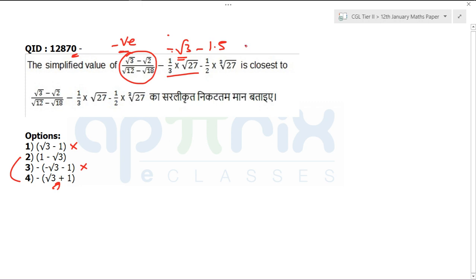Right? Because if you take minus common, there will be root 3 plus 1.5 plus something. So magnitude wise, it is going to be more than root 3. Getting my point or not? How many of you agree with the analysis that I'm trying to tell you all?